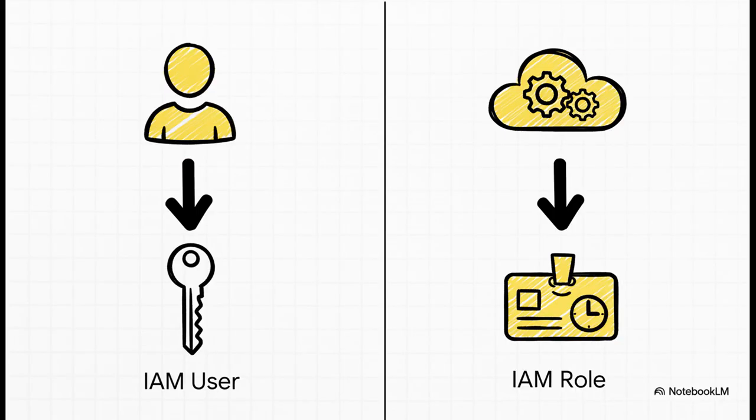So it all boils down to this incredibly simple rule of thumb. If you're giving access to a human being who needs to log in and do work, create an IAM user for them. If you're giving access to an application, a server, or any other kind of automated process, you should always use an IAM role.